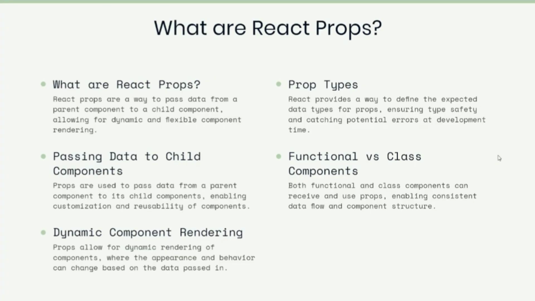We want to use props for dynamic component rendering. We want to be able to pass in different data points and have our component render them. We don't want to have static markup. We'd like to have one component that can render many different pieces of data. There's another way to safely check your types with prop types to catch real-time errors. Functional versus class components: both components will receive and use props in the same way.